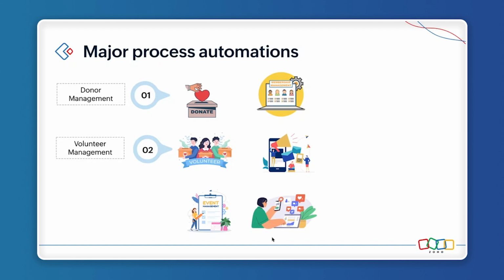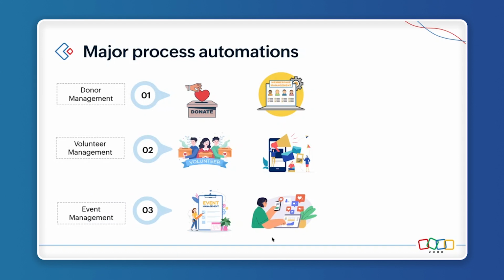Similarly, next is volunteer management. As I said before, the non-profit industry mainly relies on volunteers for their operations. So managing them is one of the major processes that needs automation, like how we are going to manage the registration of the volunteers, how we are going to assign tasks to the volunteers, and how we are going to monitor their work. Those things come under volunteer management.